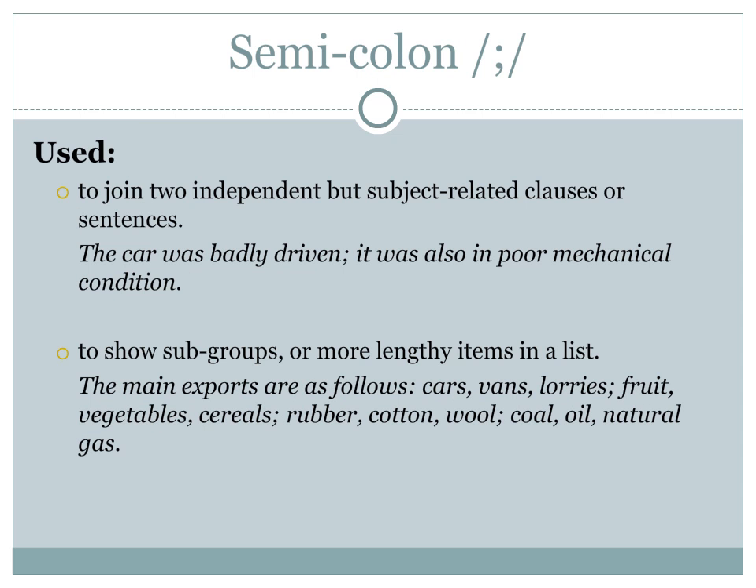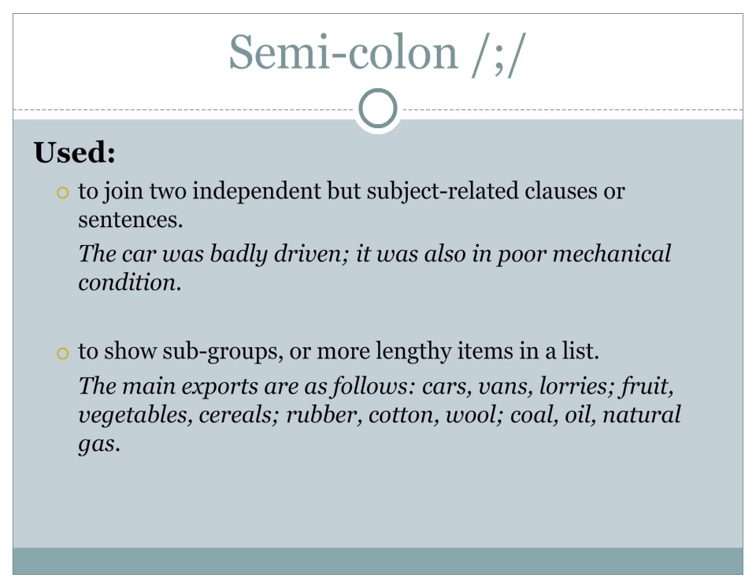A semicolon is used to join two independent but subject-related clauses or sentences. That means the subject in both of those clauses or sentences is the same thing. If we have a look at the example, the car was badly driven; it was also in a poor mechanical condition. It is the car. So the subject in the first clause is the car and in the second clause is also the car.